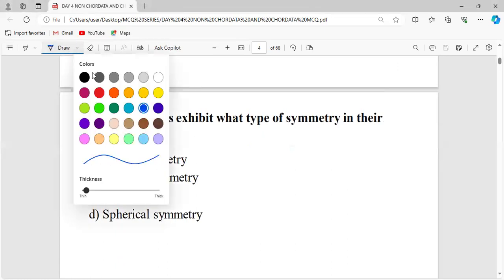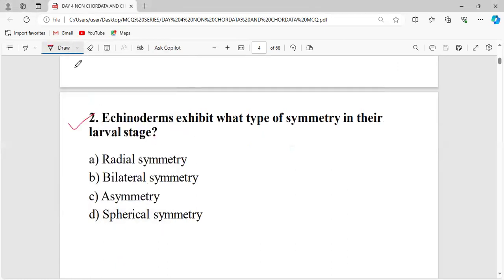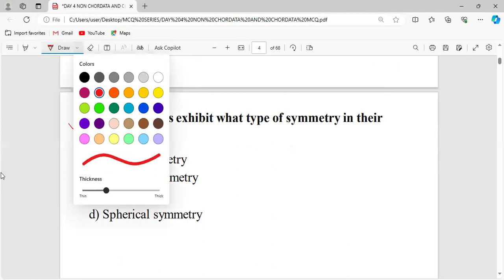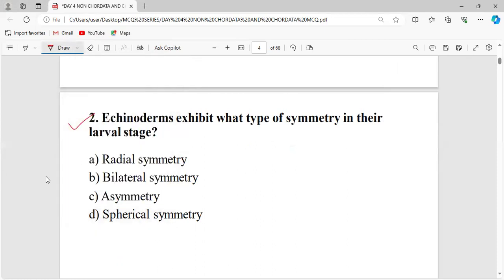Echinodermata exhibits what types of symmetry in their larval stages? Radial symmetry, bilateral symmetry, asymmetry, spherical symmetry. Just tell me the answer. I have explained before, echinoderms exhibit two types of symmetry. In their larval stage, they exhibit one symmetry, and in the adult stage, they exhibit a different symmetry.